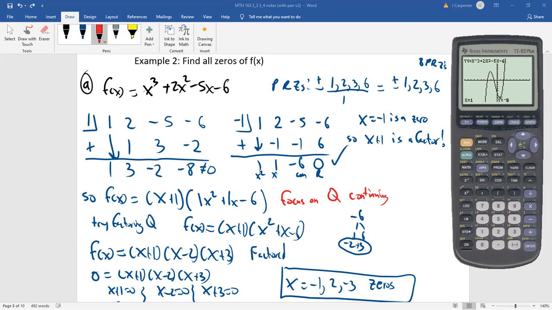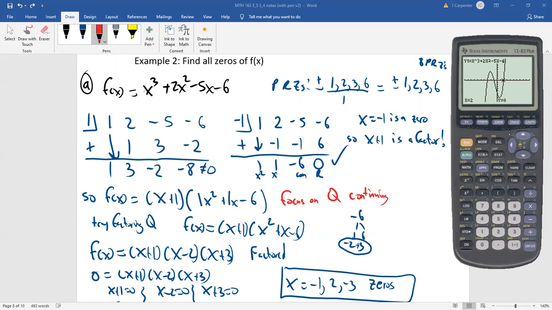I can tell 1 isn't going to work because it doesn't cross the axis at 1. I can tell negative 1 works because it does cross the axis. Oh, I cross again here. If I just move over, that looks like it's around 2. I could confirm that by trying it, and it is exactly 2. So I could do the synthetic division with the original polynomial using 2 instead of negative 1. It would give me a different quotient, which would lead to different factors, but ultimately all three of the same factors and all three of the same zeros would be there.